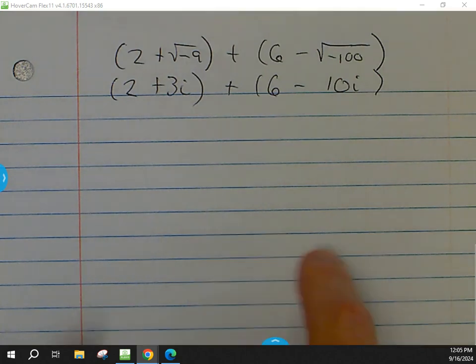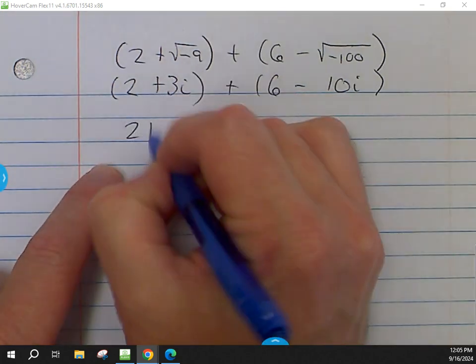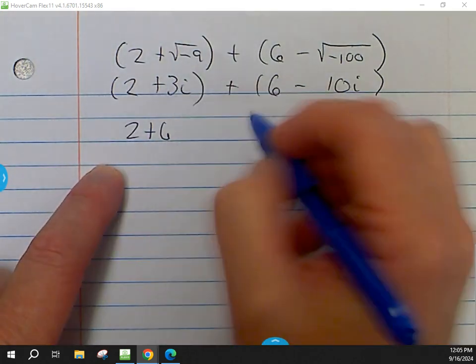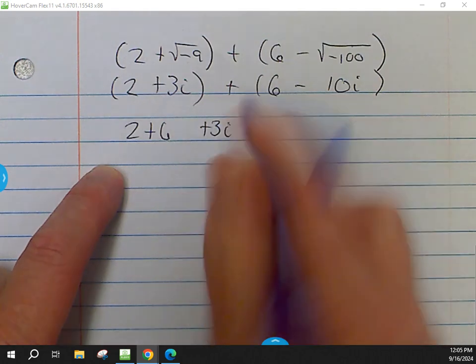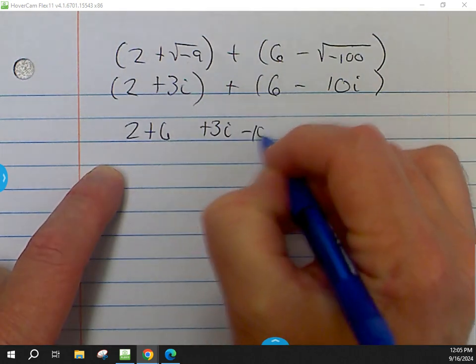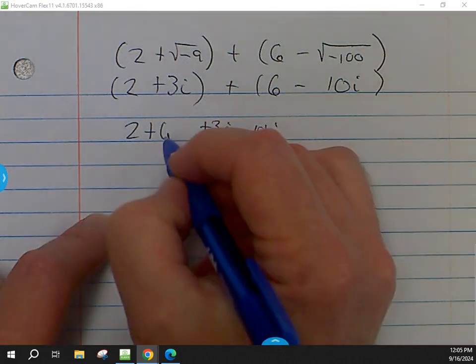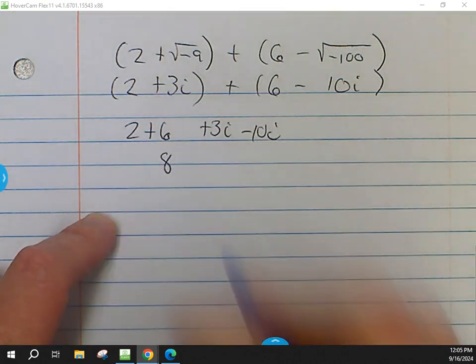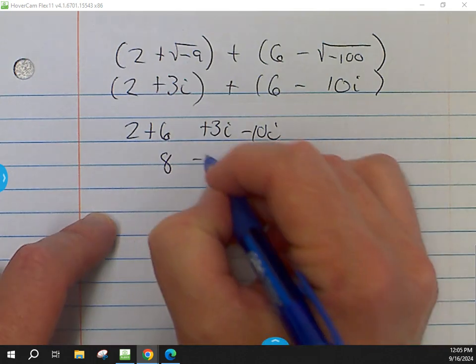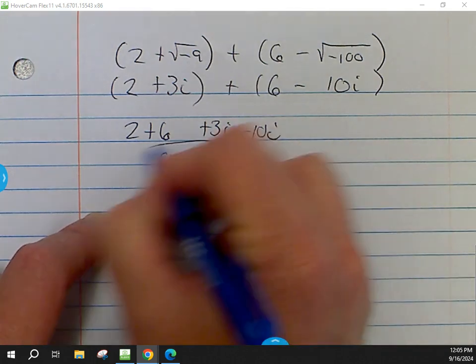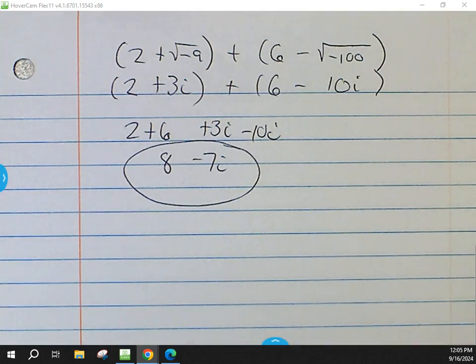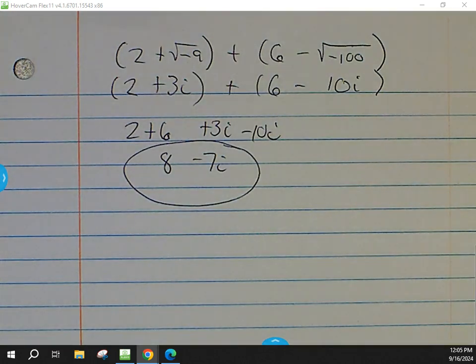Now this one was addition. So we're going to put the 2 plus 6 together. We've got a plus 3i and then a minus 10i. Okay, 2 plus 6 is 8. 3i minus 10i would be a negative, or a minus, 7i.